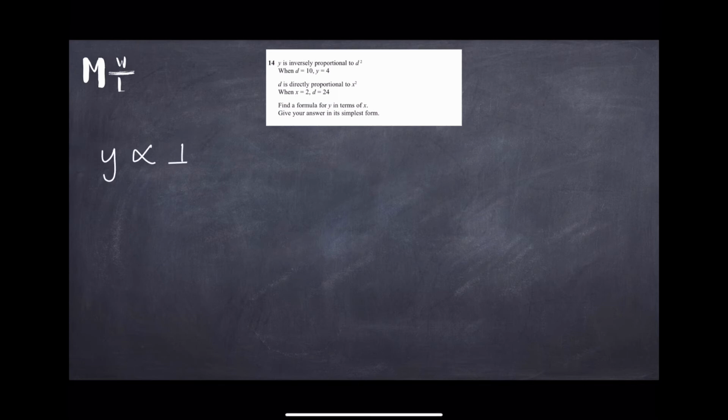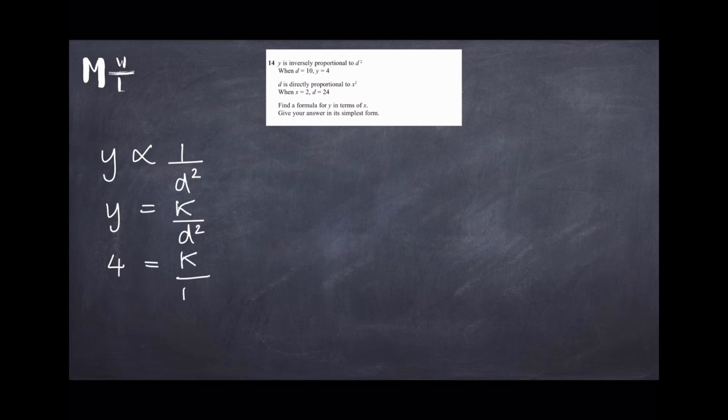Breaking it down, we'll start with y is inversely proportional to d squared. So y is equal to some constant k divided by d squared. When d is 10, y is 4, so we can rearrange this to get that k is equal to 400. Subbing this back into our original equation, we know that y is equal to 400 all divided by d squared.